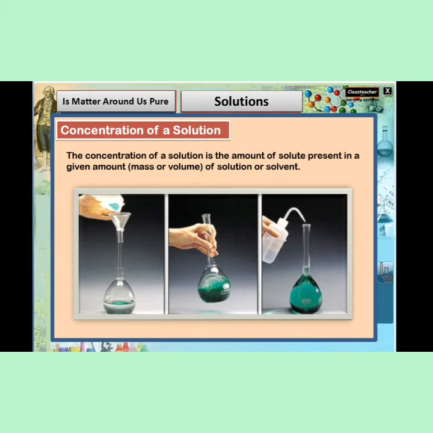Now, to find out this concentration term, you have to add a fixed amount. The amount will be known, a known amount of solute as well as a known amount of solvent. If you add a known amount of solute in a known amount of solvent, then you can easily find out the concentration of this solution.